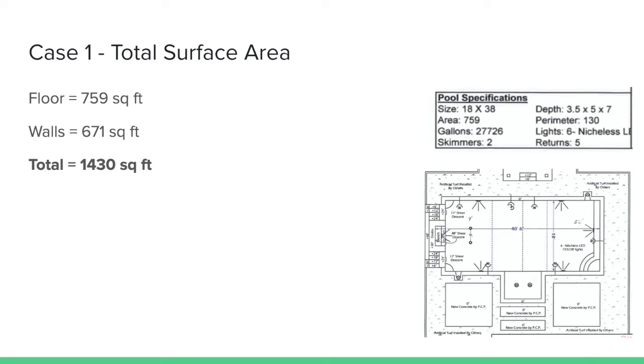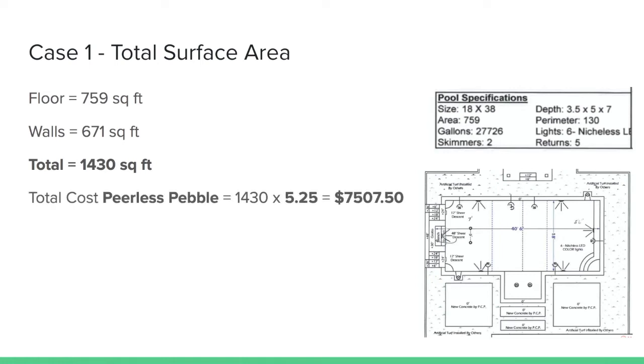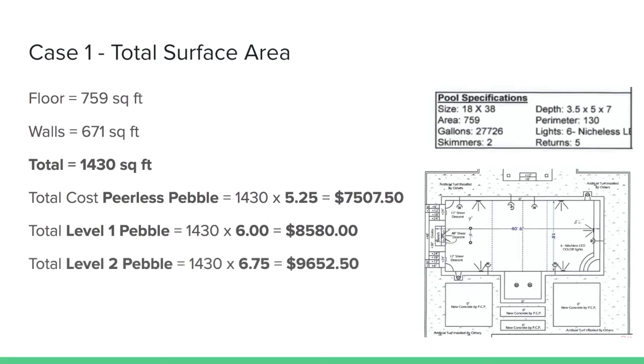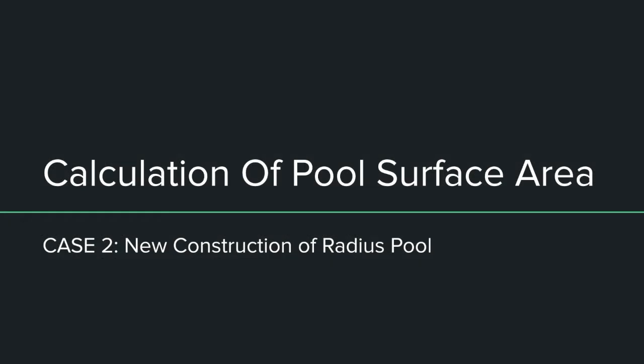Now that you have the total area, let's figure out how much it would cost to plaster this pool. If you decide to go with Peerless Pebble, the cost for this pool would be the area, 1430, times the price for each square foot, which is $5.25 for Peerless Pebble, and you get a total of $7,500. For level 1 Pebble, you get a total of $8,500. For level 2, you get $9,600. For standard white, you get about $5,300. And that would be the prices for that pool.